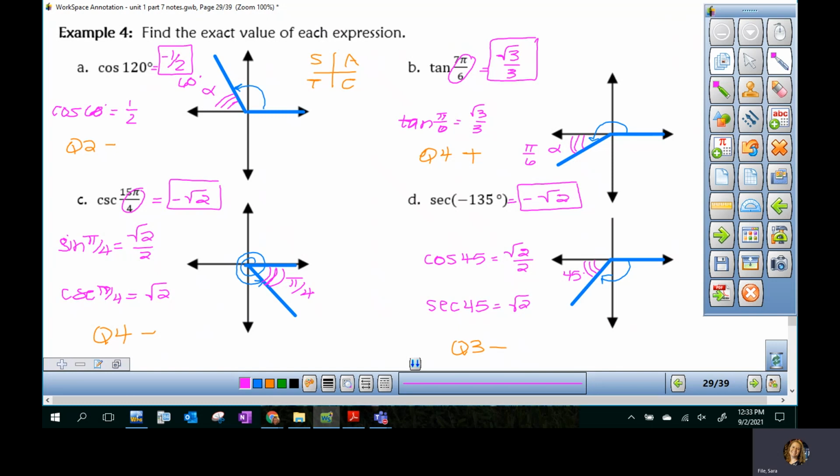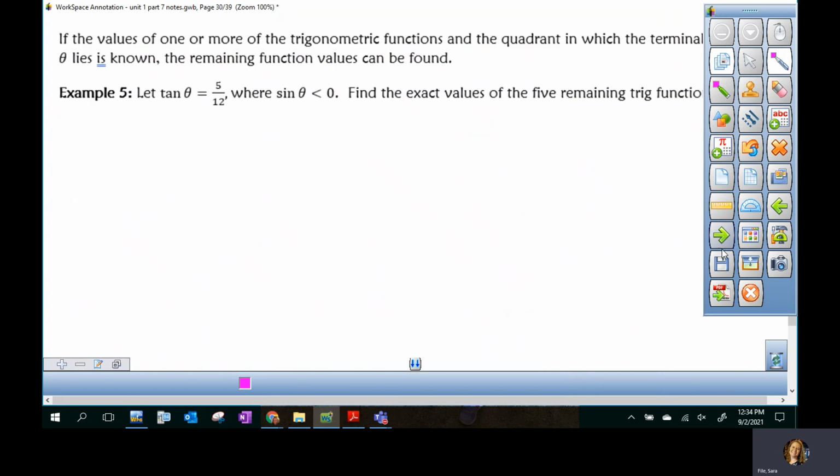You kind of think you get the hang of that process. Find the reference angle. What's the trig value at the reference angle? What quadrant am I in? So should it be positive or negative? You okay with that?